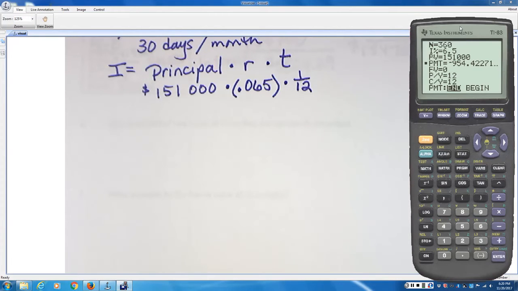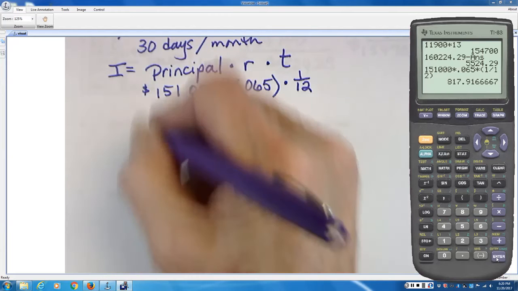So then when we do that, this is what happens. We take our whole balance times the annual interest rate times the amount of time counted in years, which is 1 divided by 12. And $817.92 of your first payment went to interest.